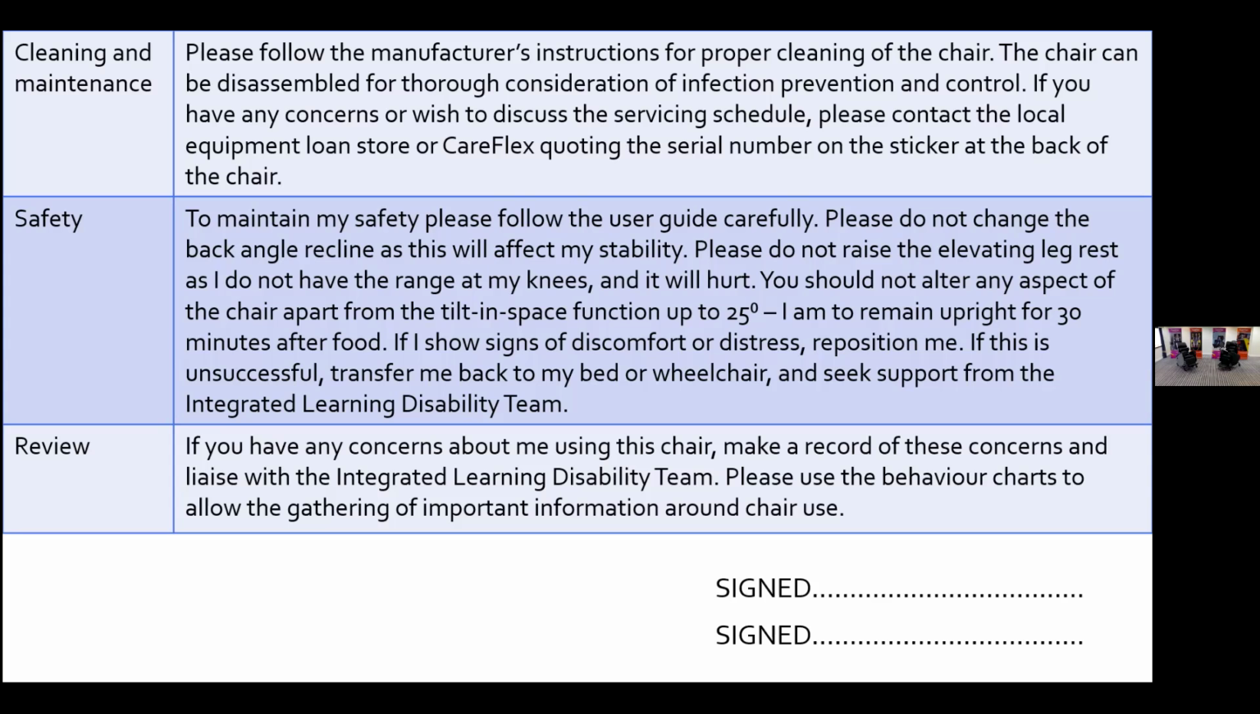If you have any concerns about me using this chair, make a record of the concerns and liaise with the integrated learning disability team. Please use the behaviour chart. It could be sleep charts, it could be visual analogue scales, whatever goes alongside and whatever is relevant to that individual, to allow the gathering of important information around chair use. And then, of course, making sure it's signed by individuals. You've got those named people who are responsible for taking control of that care plan when we leave that environment. Putting contact details in, contact numbers where possible, so that we can continue to be proactive.